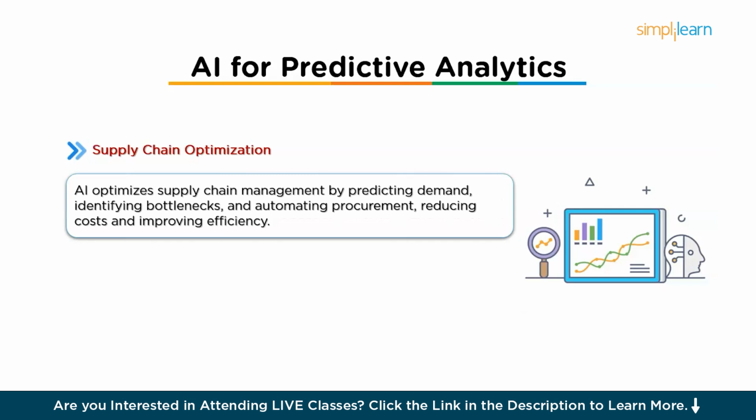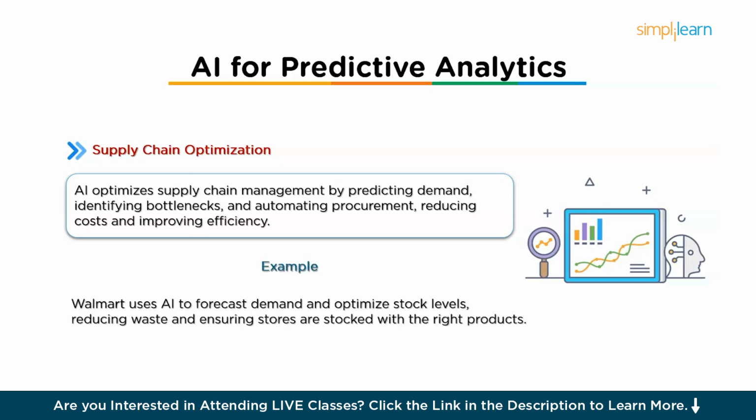Then it is used for supply chain optimization. So AI can optimize supply chain management by predicting demand fluctuations, identifying bottlenecks, and automating procurement processes. So for example, Walmart uses AI to forecast demand and optimize stock levels across its global supply chain, reducing waste and ensuring stores are stocked with the right products.